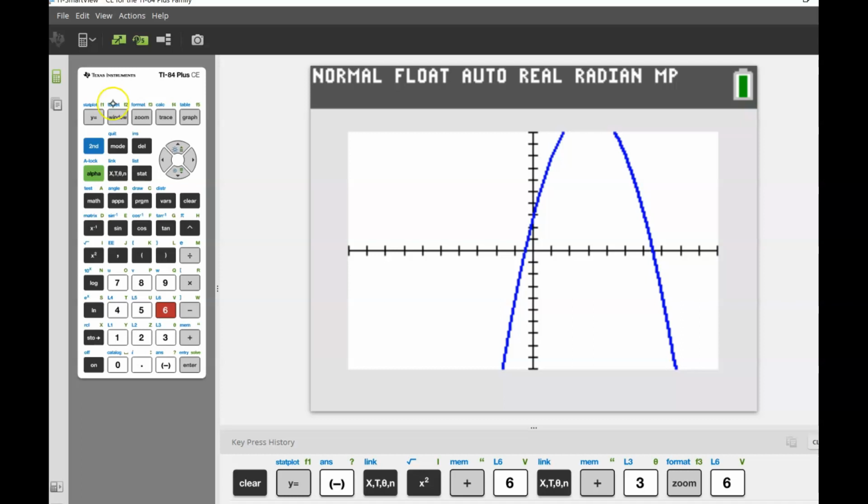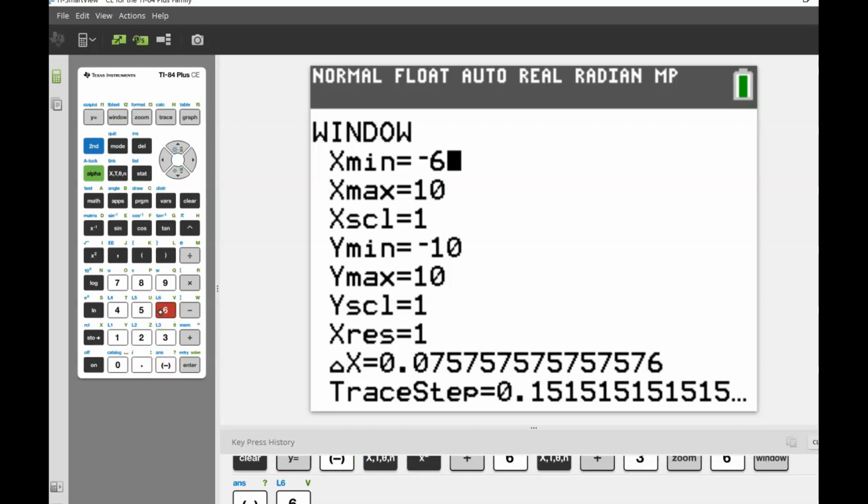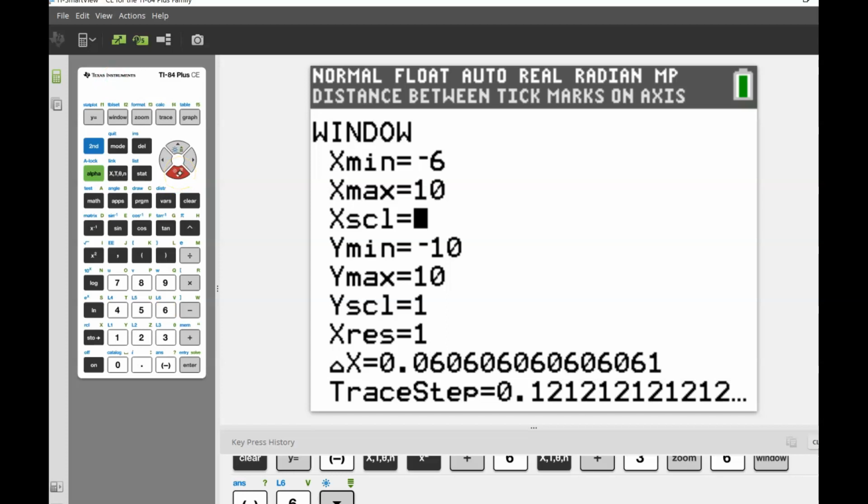So I'm going to show you one other thing. There's a window button up here where you can actually define what you want. So our x values are pretty good. Just to get you guys used to this, I'm actually going to change the x minimum because we don't need to see all the way over to -10. So I'm going to change that to something like -6. I'm good with the x maximum. I'm good that it's counting by ones on the x-axis.